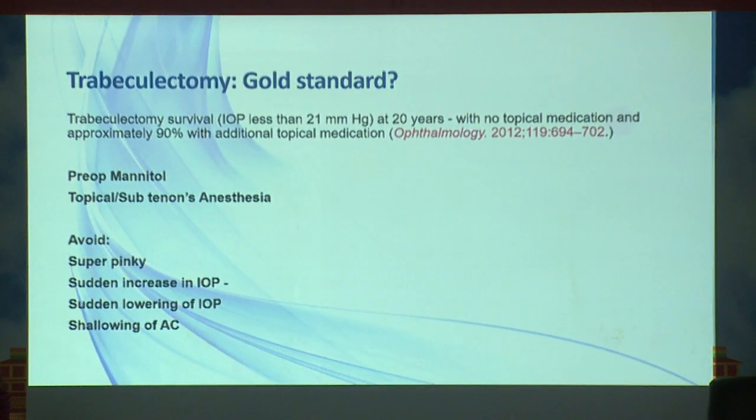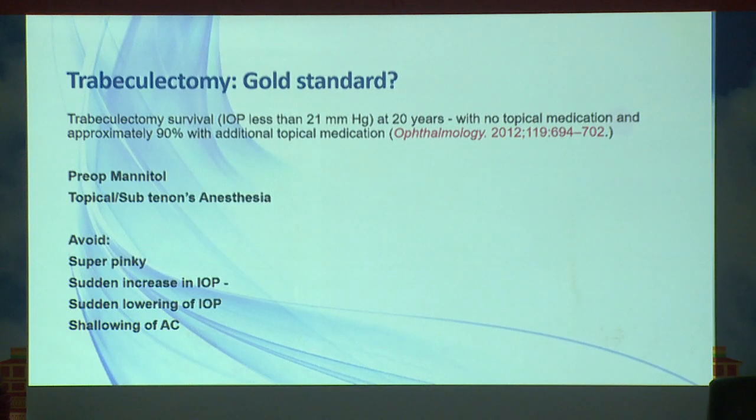Now, whenever you are going for a trabeculectomy surgery, which is the gold standard surgery, certain things are very, very important when you are planning, like preoperative mannitol, which you have to give. If you can do it under topical or subtenon anesthesia, it is good. If you are giving a peribulbar block, give a small amount and small dosage. Don't inject a large amount of anesthesia altogether in the peribulbar area.